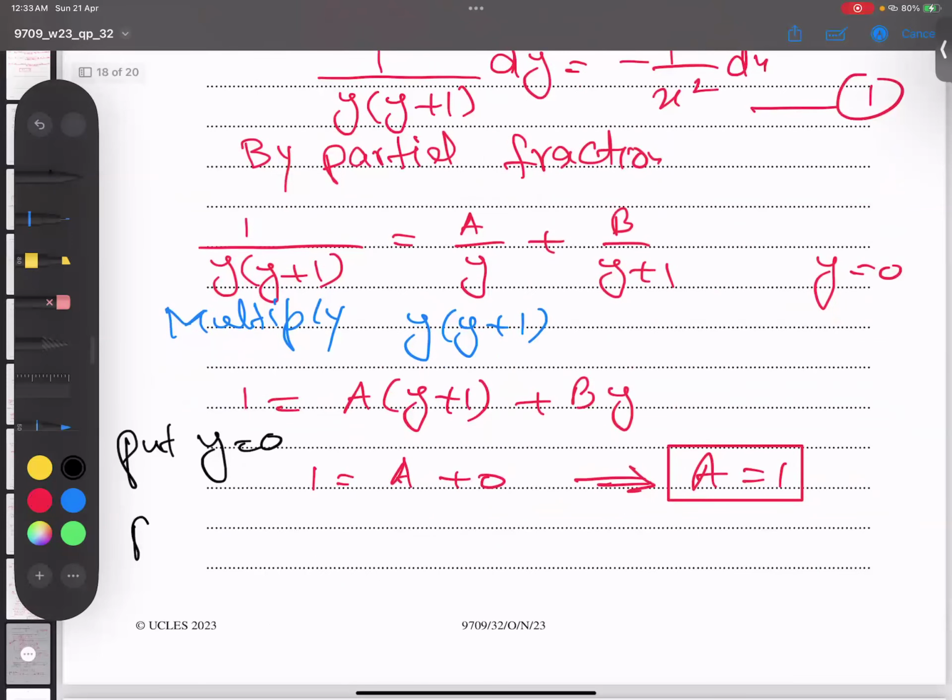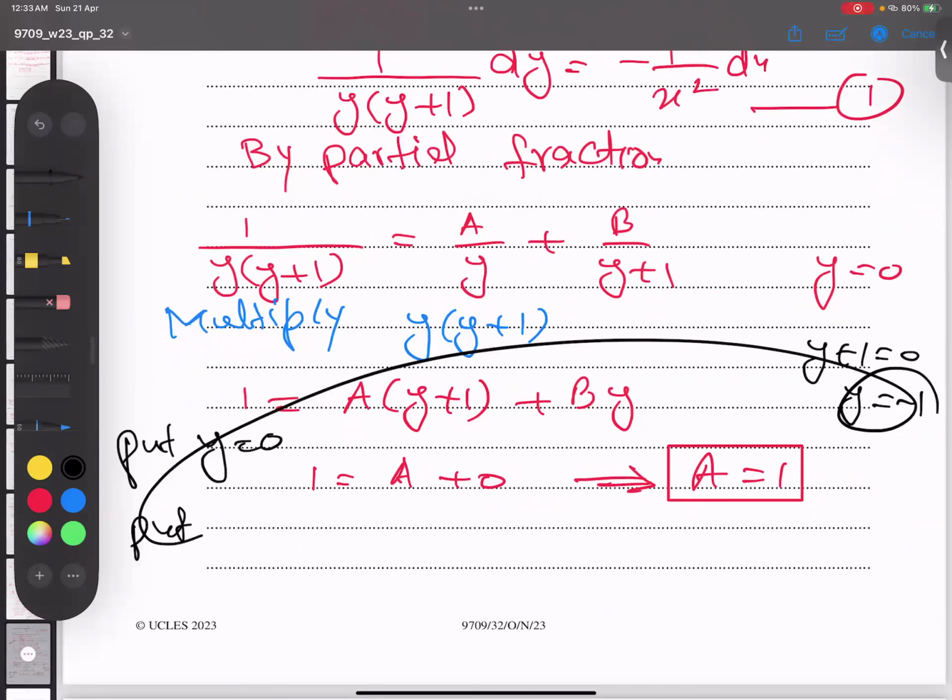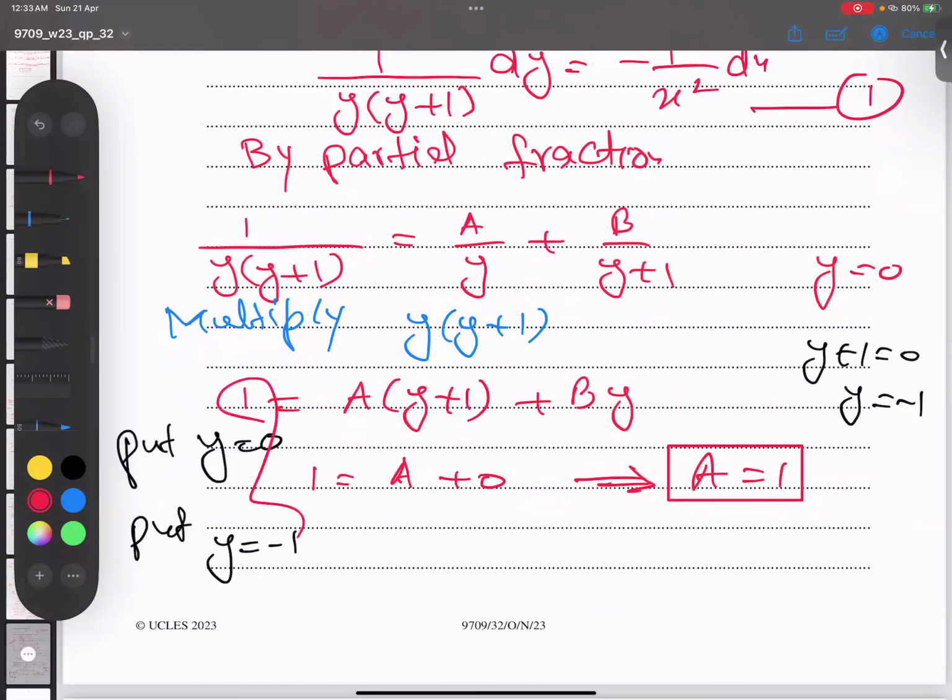Now I plug in this equal to 0. So y plus 1 equal to 0, y is coming minus 1. When I plug in minus 1, students, the left hand side will not change, it remains 1. When I put minus 1 here, minus 1 plus 1 is 0. And minus 1 here, I got minus b. So ultimately, I got b equals minus 1. So I believe this part is very clear, and we have done the partial fraction.